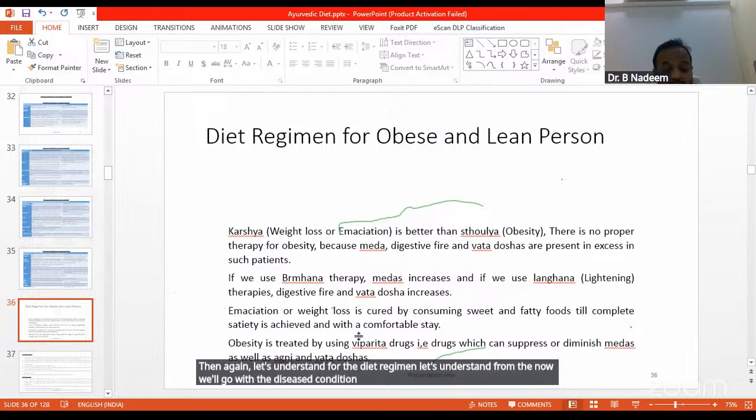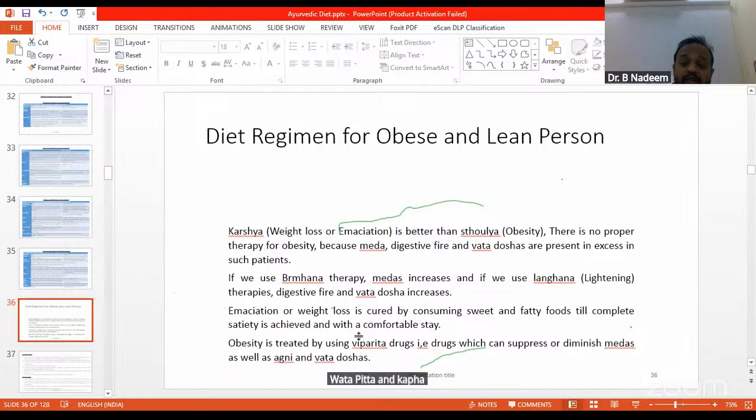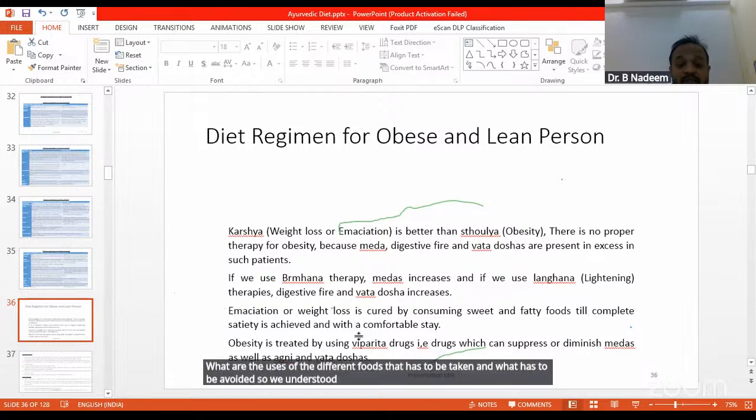So now we have understood which foods are wholesome, which are good for our health, and which are unwholesome, which are unhealthy for our body. We also understood dietary regimens for Vata, Pitta, and Kapha: for Vata Prakriti, what are the uses of the different foods that have to be taken and what has to be avoided. So we understood till here. Now let's understand the diet regimen for different diseases.